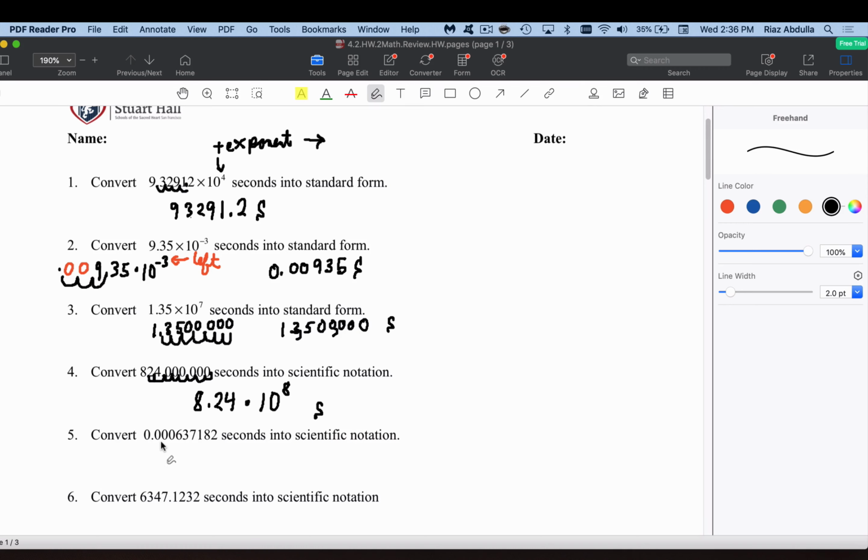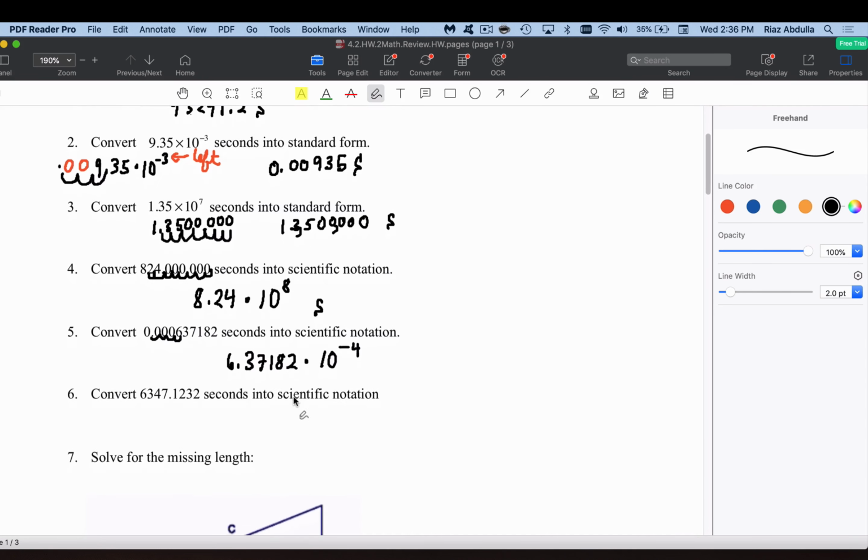Next, we'll convert this into scientific notation, going to the right because we're going the reverse way. That's going to be 1 bump, 2 bump, 3 bump, 4 bump. Right there we stop. So 6.37182 times 10 to the negative 4th, because that counts the number of bumps. Again, when it's a negative exponent, the number is less than 1. When it's a positive exponent, the number is greater than 1.